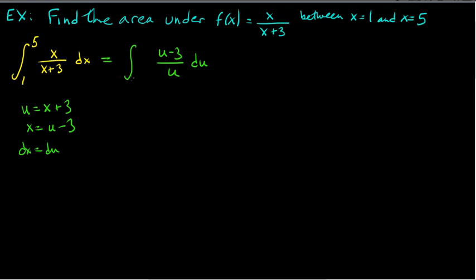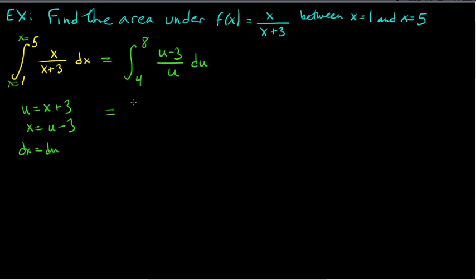Now, what are the limits here? Instead of x equals 1 to x equals 5, u is going to be 1 plus 3, which is 4, and then 5 plus 3 is 8. Okay, so again, you don't have to do that. You can leave them as 1 and 5 as long as you go back to x in the end. But I prefer to do it this way.